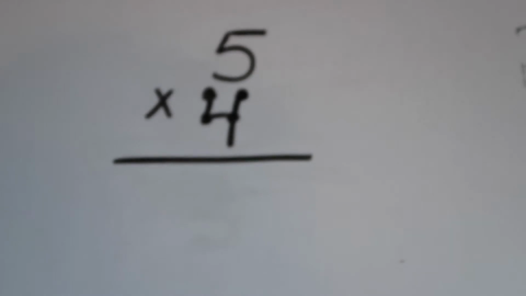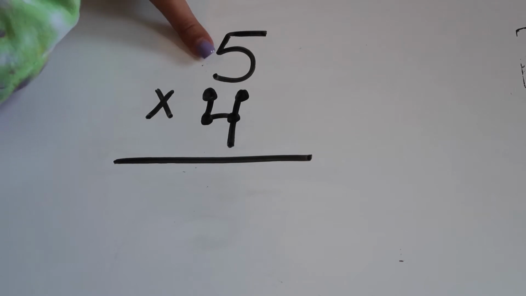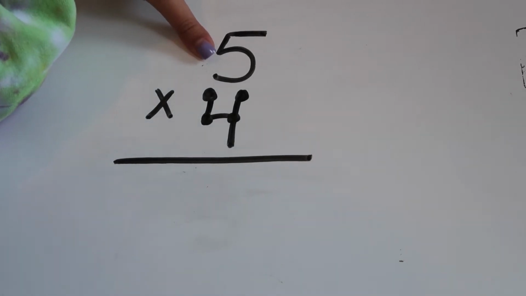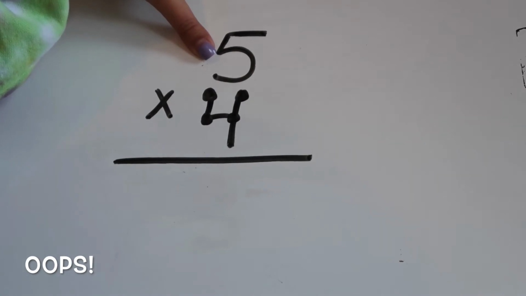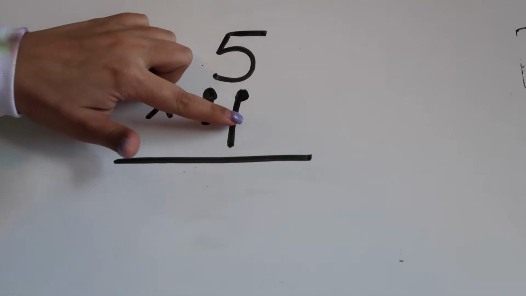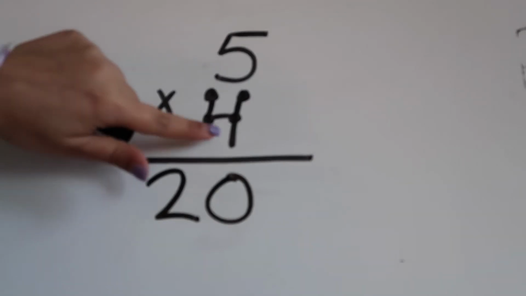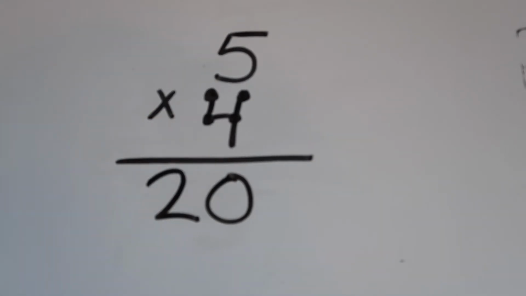Here is my next example. I hope this is focused. There we go. As I see here, I have my x, which means to skip count or multiply. I see that I am skip counting by fives, so I'm going to use my touch points and skip count by fives. 5, 10, 15, 20. So I know that the answer to 5 times 4 equals 20.